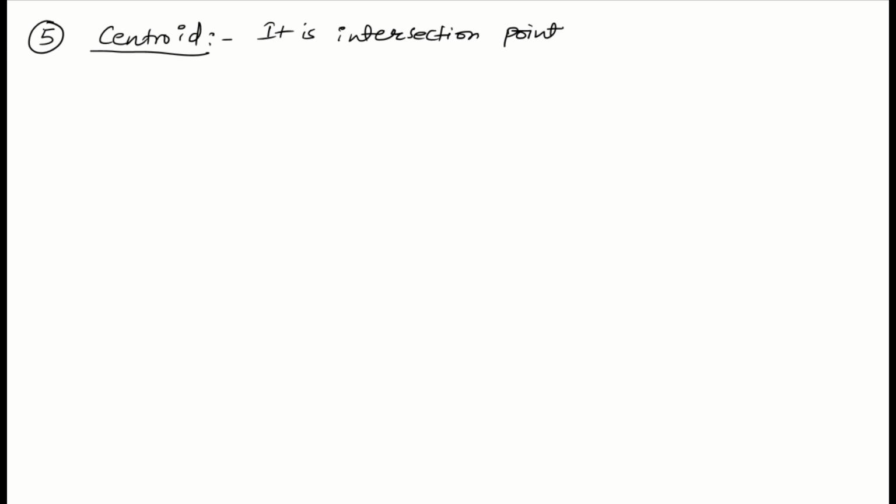Let us discuss rule number 5 here. Rule number 5 is about the centroid. What exactly is the centroid? It is the intersection point of the asymptotes on the real axis, or with the real axis.